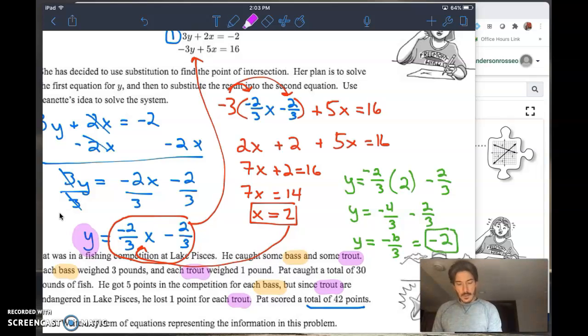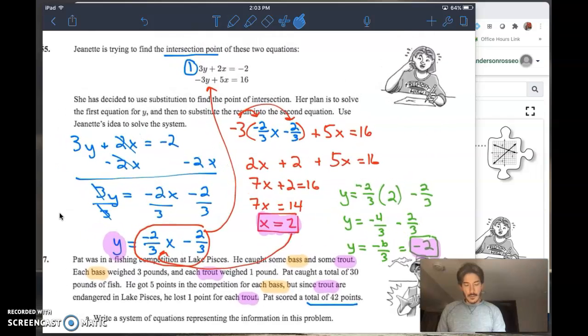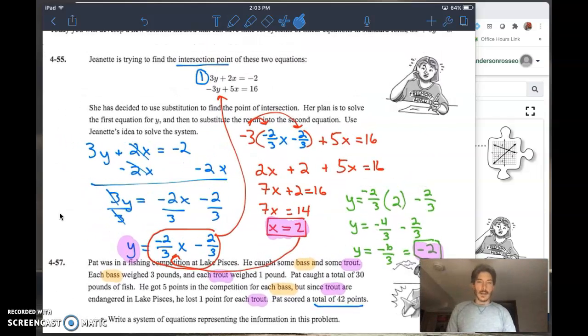So I got the system solved. I got x is 2, y is negative 2. There we go. And I invite you to look at that work. Oh my gosh, there's a lot of work there. Is there another method that could be a better method?